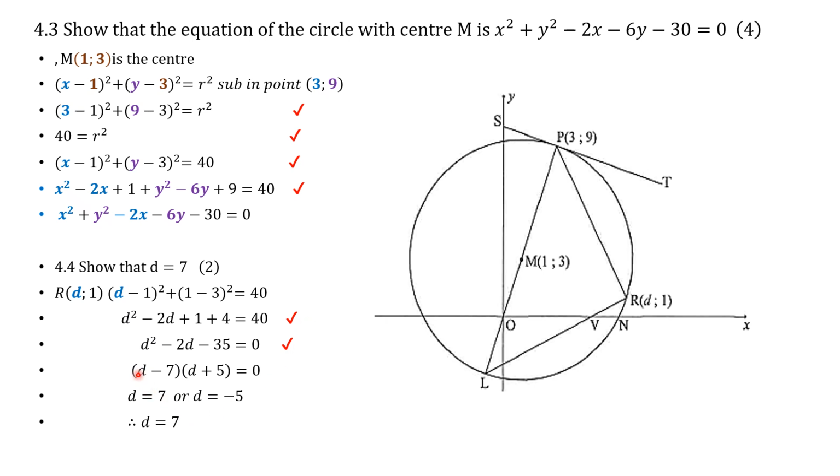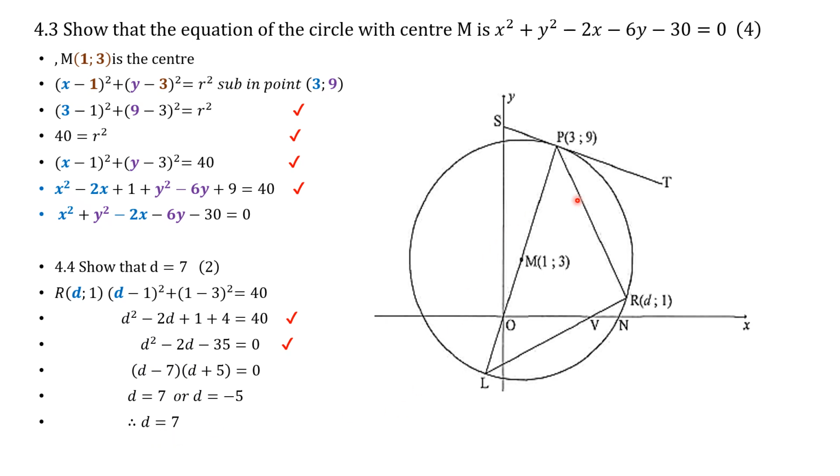If we factorize, d minus 7 times d plus 5, d times d is d squared, minus 7 plus 5 gives me minus 2, but minus 7 times positive 5 would give me negative 35. So t equals 7 or t equals negative 5. You can see t is in the first quadrant there, so it should be positive. Therefore, t equals 7.